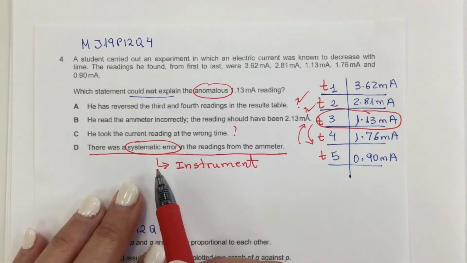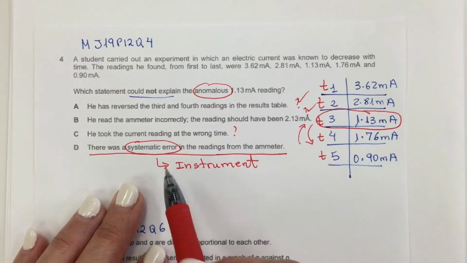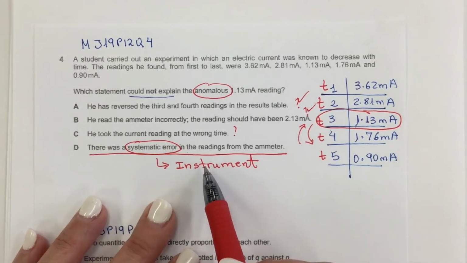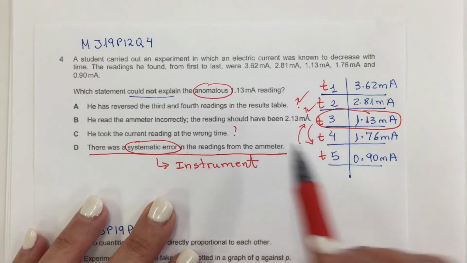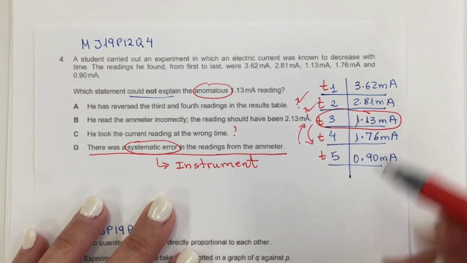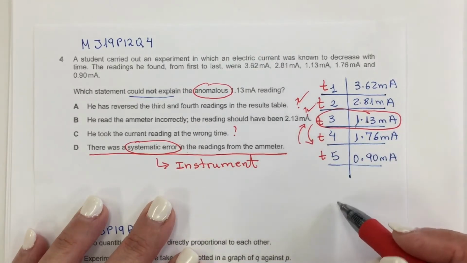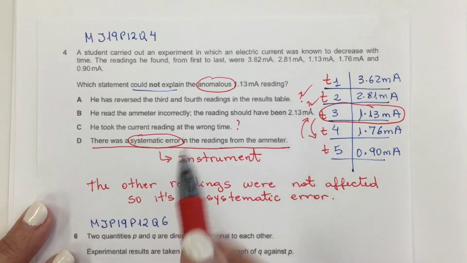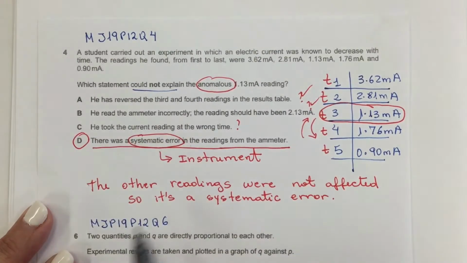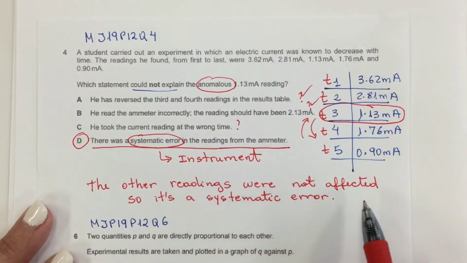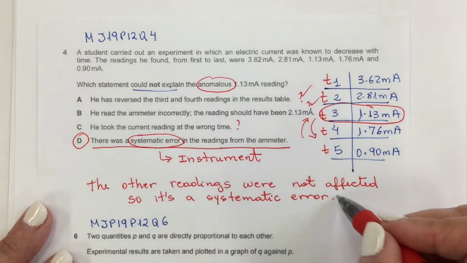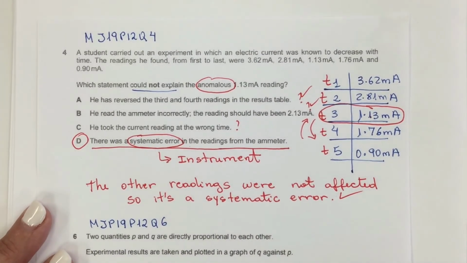But this is not a systematic error, because there is no problem with this ammeter or whatever he was using to take this measurement. So in conclusion, it is not a systematic error. The other readings were not affected, so, like I said, it's not systematic error.